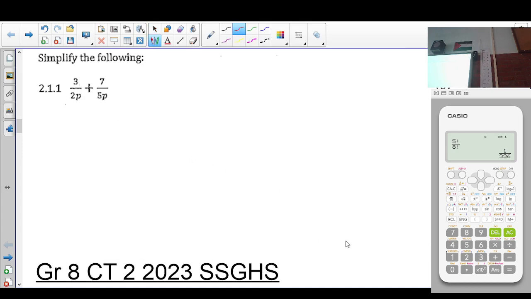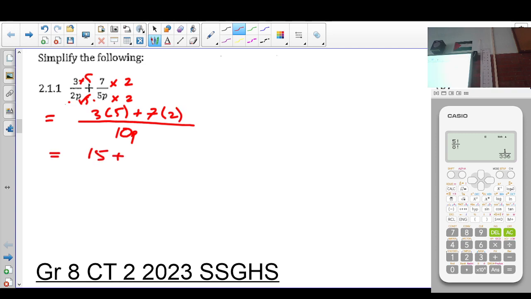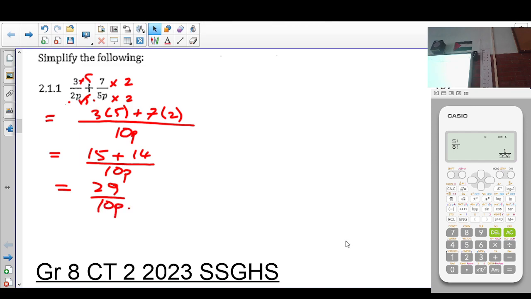Okay? So what's my LCM here? Between 2 and 5 is 10, so it's 10p. So I'll multiply that by 5. This is multiplied by 2. So 5 times 3 plus 7 times 2. What's 5 times 3? 15. Plus 7 times 2? 14 over 10p. Which gives you an answer of 29 over 10. Any confusion there?